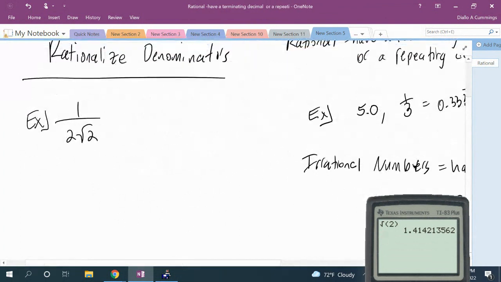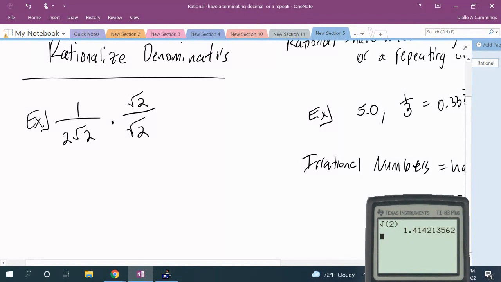When you rationalize a denominator, we want to take the square root out of the denominator. In order to do that, I'm going to multiply the numerator and the denominator by the square root of 2. Keep in mind that anything over itself is 1. When you multiply anything by 1, you do not change the value, but you can change the way your term is expressed.